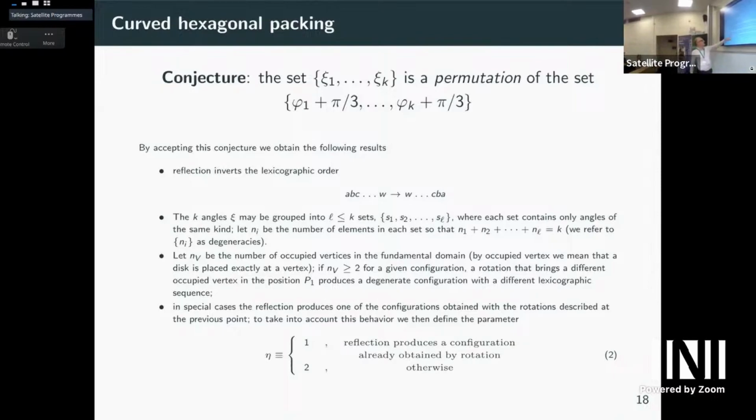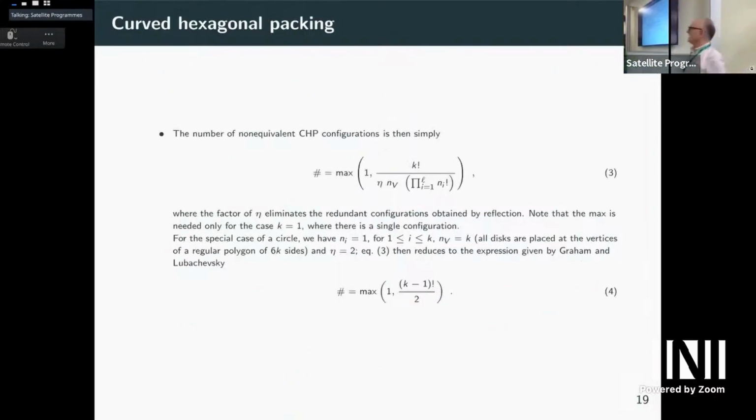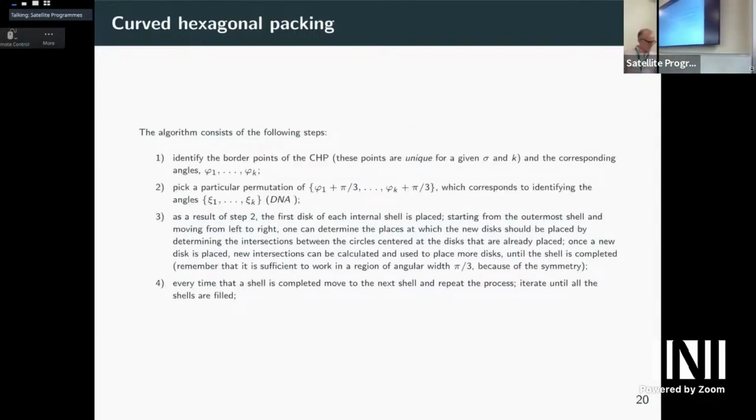And then in special cases, the reflection produces a configuration already obtained or otherwise, so that also enters. So when you do this, you actually can come up with a formula for a non-equivalent CHP configuration. This formula, in the proper limit, becomes the formula of Graham-Lubachevsky.